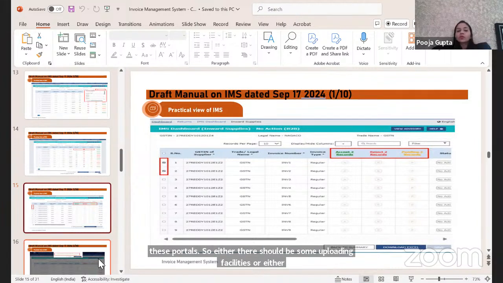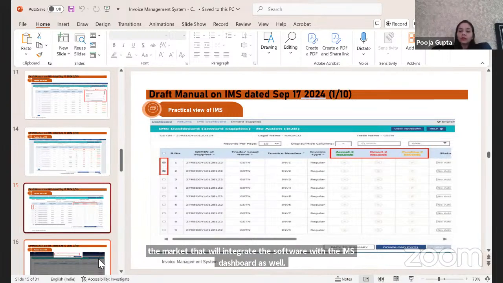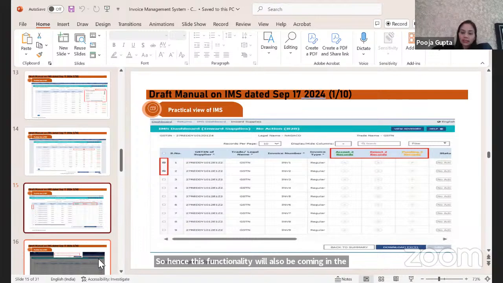Now that IMS has been introduced, a lot of software will come into the market that will integrate with the IMS dashboard as well. So this functionality of uploading the Excel will also be coming in the future.